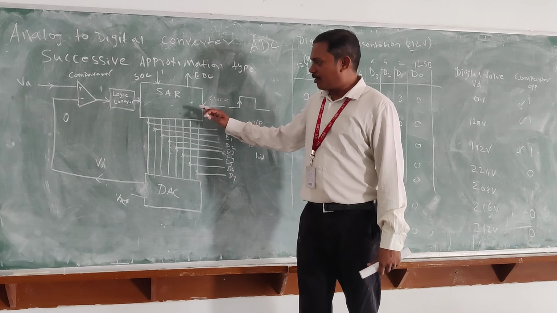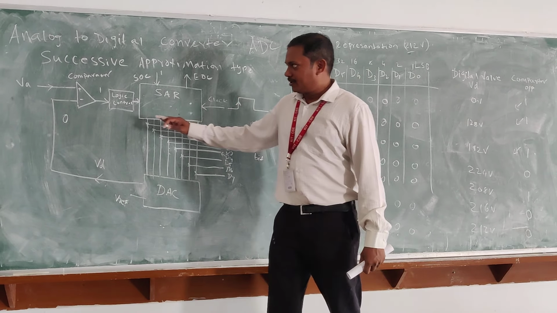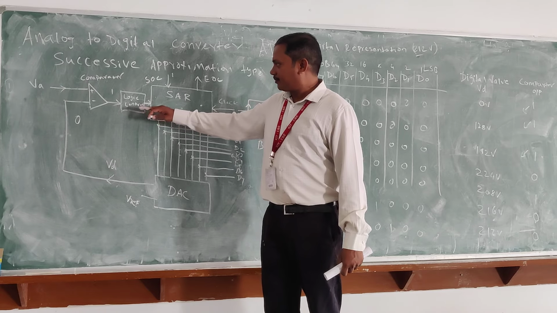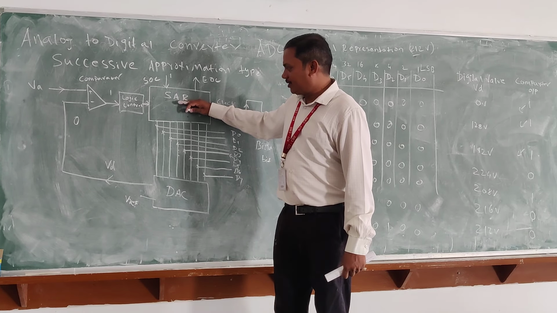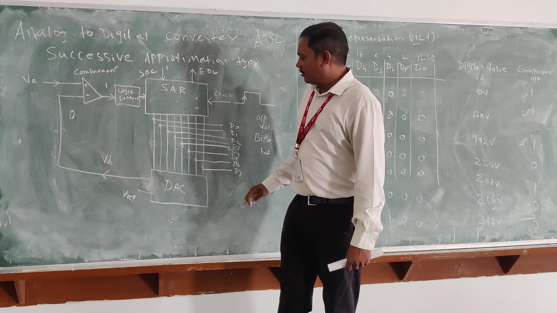So this is a general block diagram of an ADC. This ADC consists of a comparator, logic control, successive approximation register, 8-bit, and DAC, digital to analog converter.